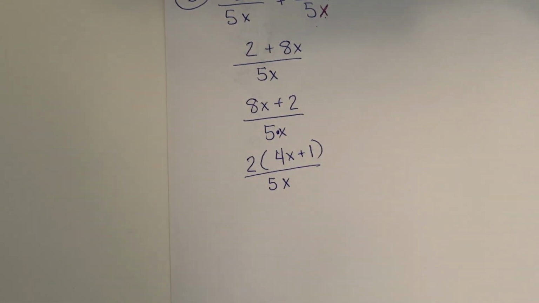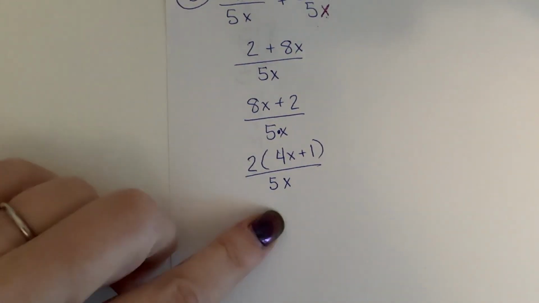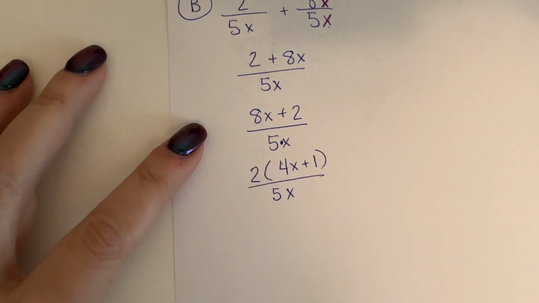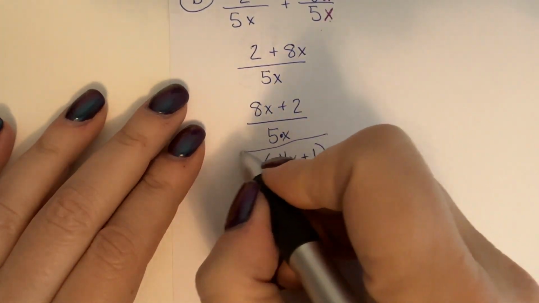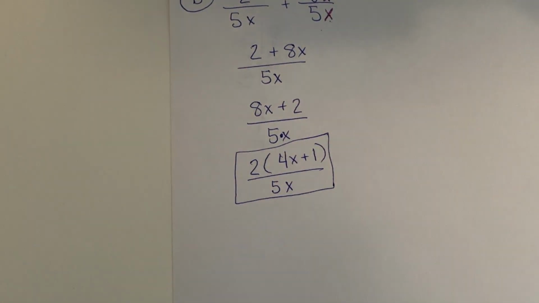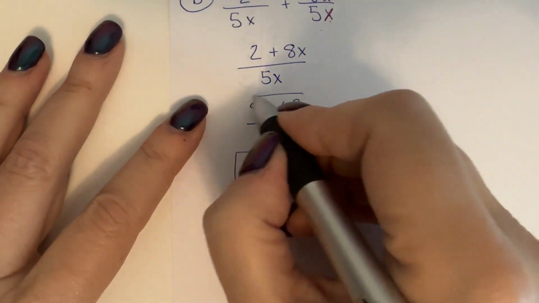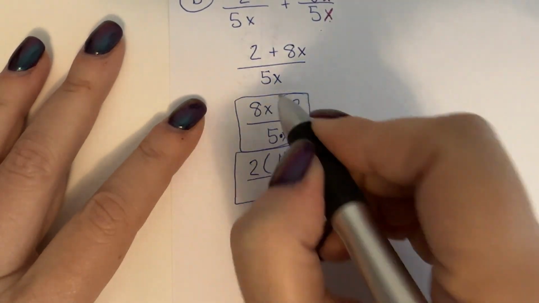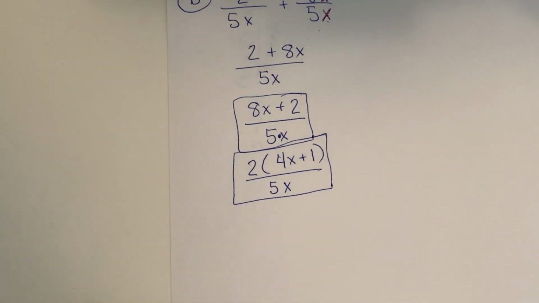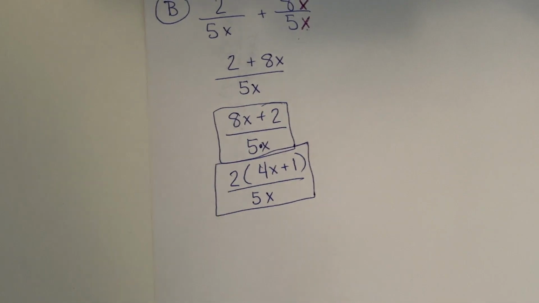And unfortunately, there's nothing that crosses out. I can't cross out the 2 with the 5. There's no 4x plus 1 on the bottom. So this is my final answer. Now, if you'd like to leave it in factored form, which is what I normally do, that's where you leave it. If you want to leave it in unfactored form, just go back a step and circle that answer. So hopefully that's okay. Let's try problem C.